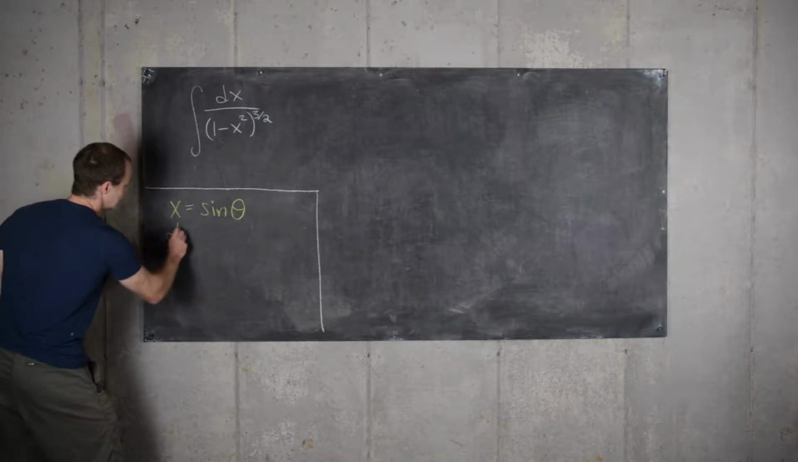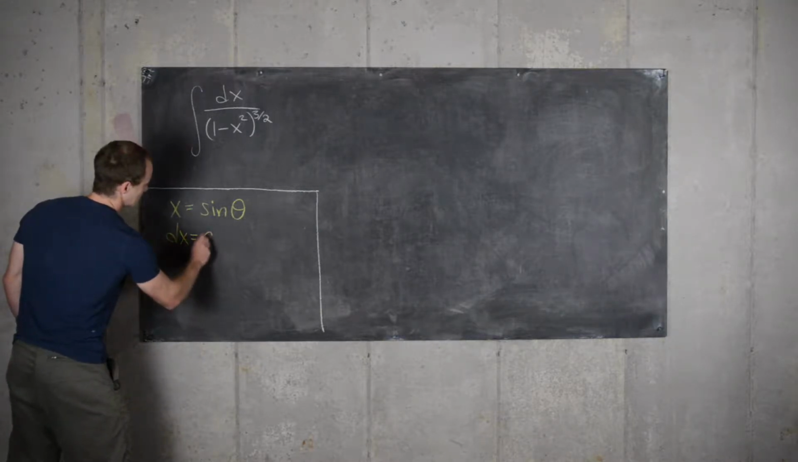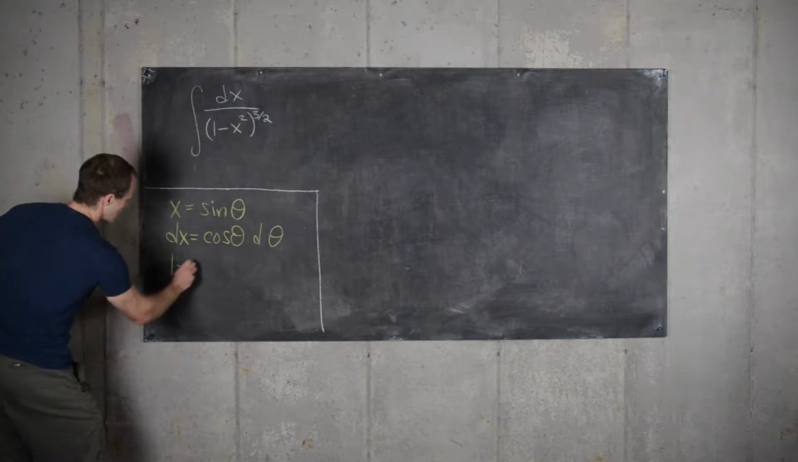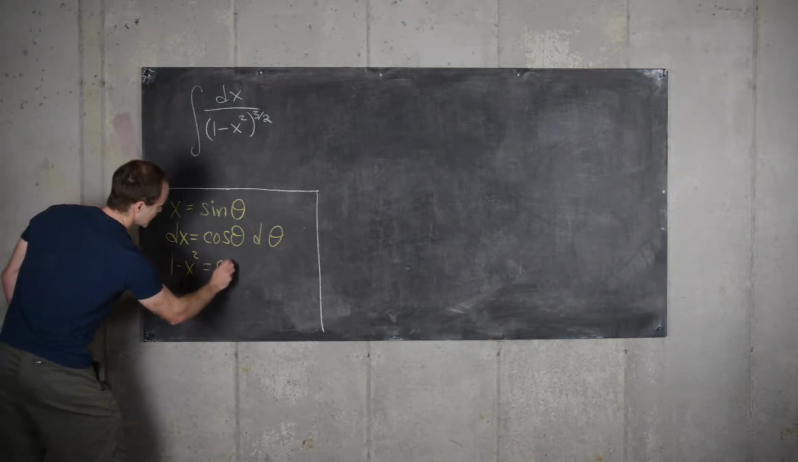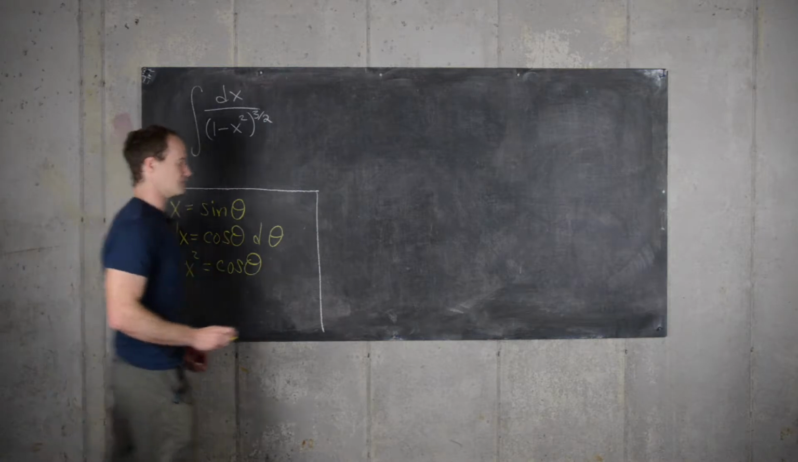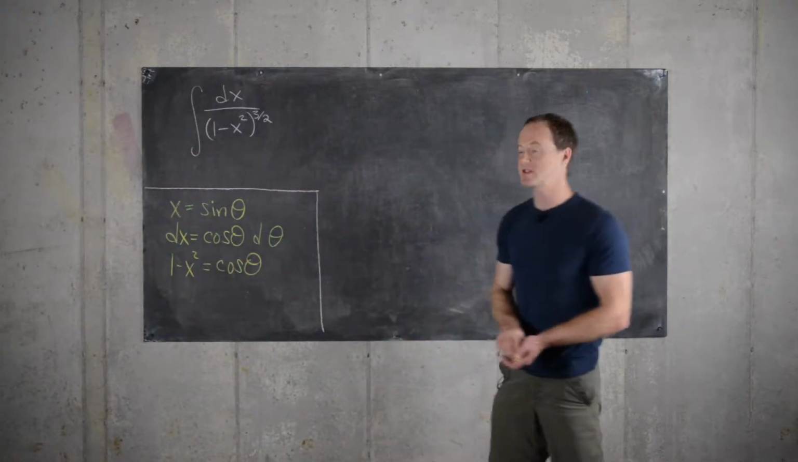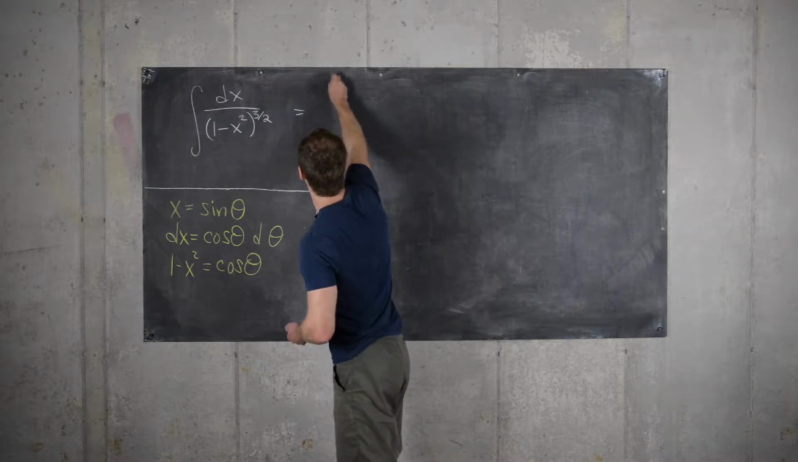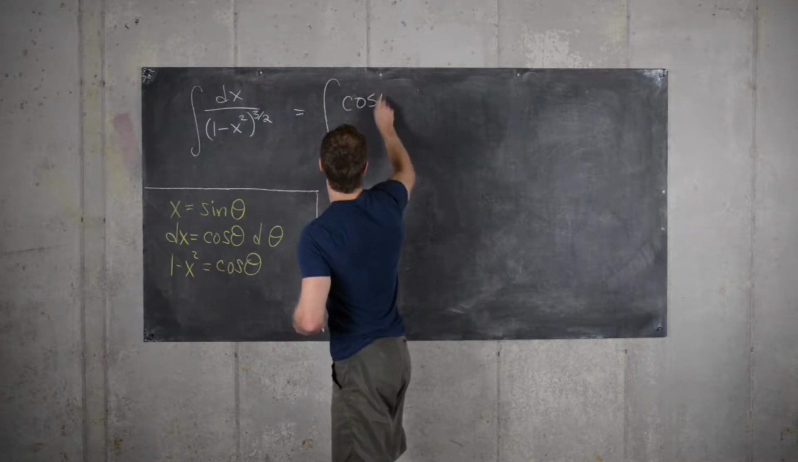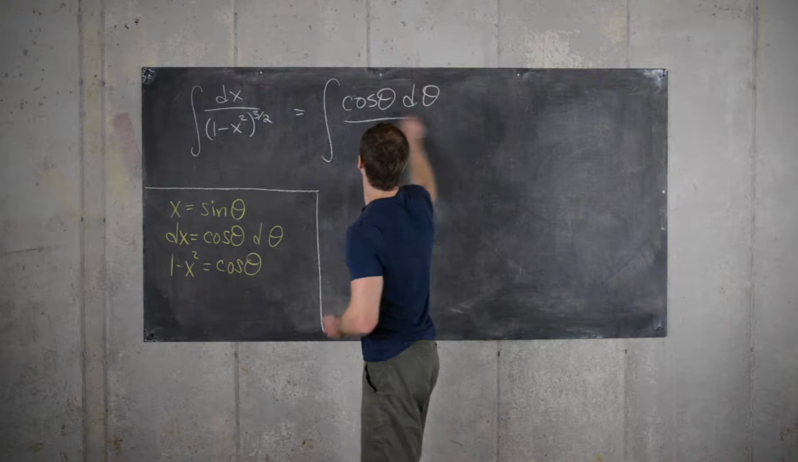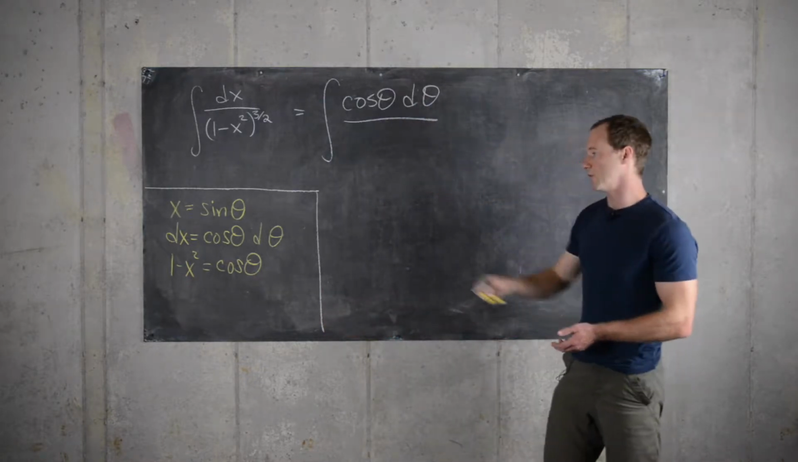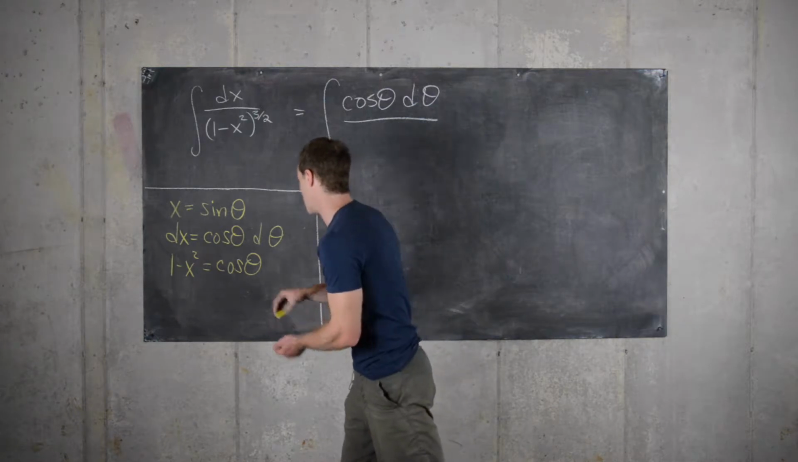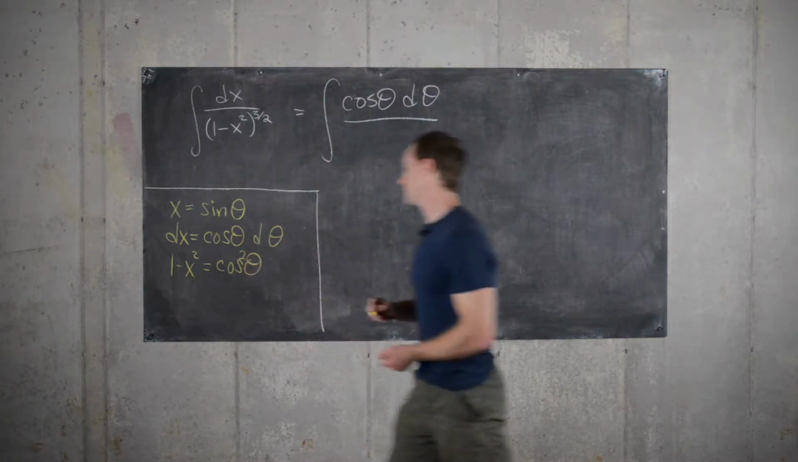So that means dx equals cosine theta d theta. And then 1 minus x squared will also be cosine theta. So now we can substitute it into the integral. So this is going to be equal to the integral of cosine theta d theta in the numerator. And then we have 1 minus x squared to the 3 halves. So sorry, I forgot a cosine squared here.